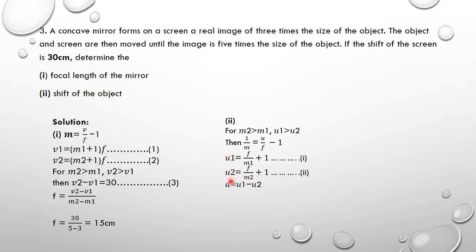So when you subtract u1 and u2, we shall get the shift, and then we shall have f divided by m1 minus f divided by m2, which will give us 15 divided by 3 minus 15 divided by 5, and that will give us 2 centimeters.